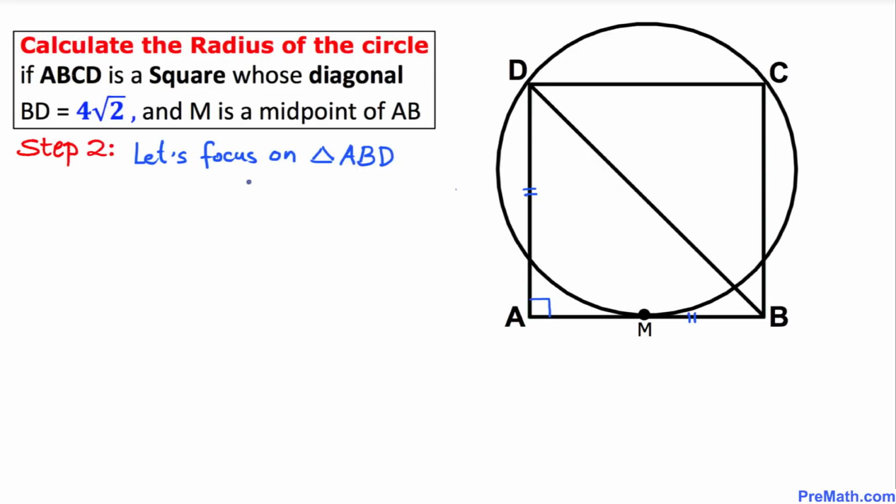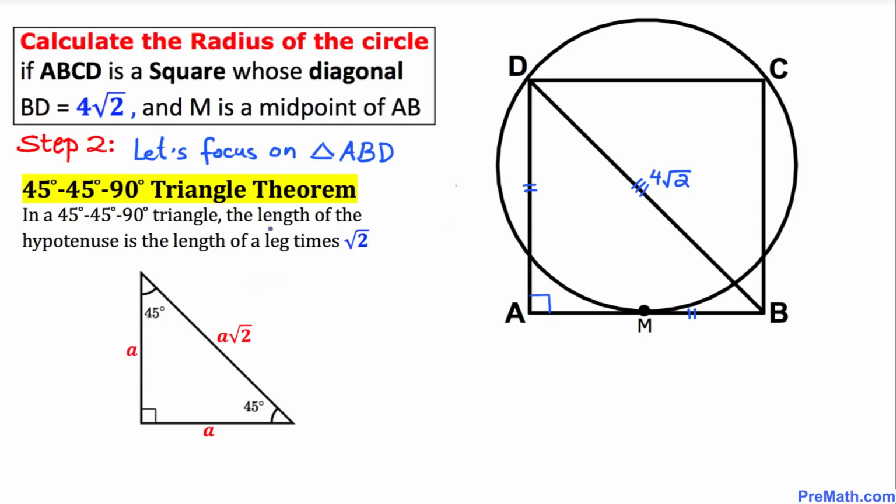And now let's focus on this right triangle ABD. We know that this side AB and this side AD have equal length. Moreover, this diagonal BD is 4 times square root of 2. Therefore, this is a special triangle called a 45, 45, 90 degrees triangle. And according to this theorem, the length of the hypotenuse is the length of a leg times square root of 2.